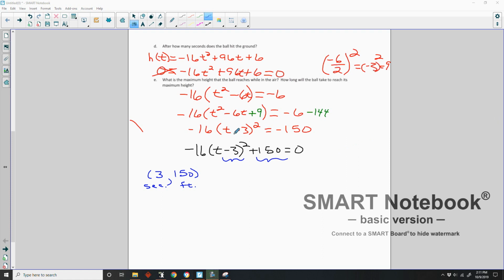So vertex form is nice for finding the maximum or minimum because the vertex is at a maximum or a minimum of a parabola. And doing this problem using completing the square puts it in vertex form, so we killed 2 birds with 1 stone.